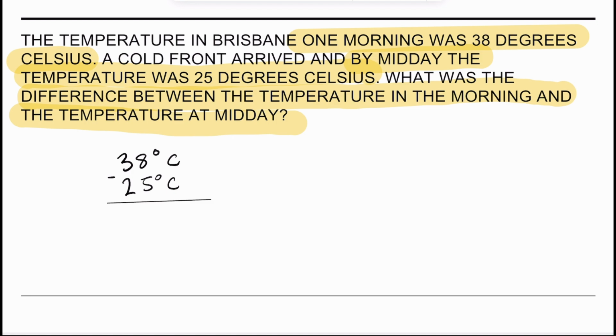You actually don't have to write them the whole way through the working a lot of the time, but for clarity here, I will. And so 38 minus 25, we just do the same thing. So 8 minus 5 is 3, and 3 minus 2 is 1. And so carrying down the units, we realize that there's a 13-degree difference between the temperature in the morning and the temperature at midday.